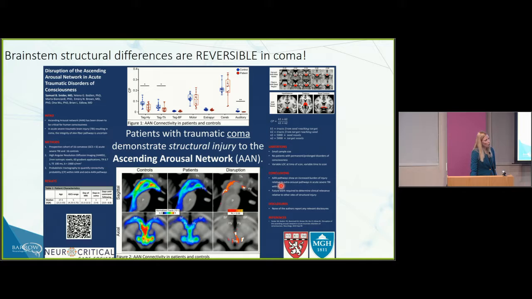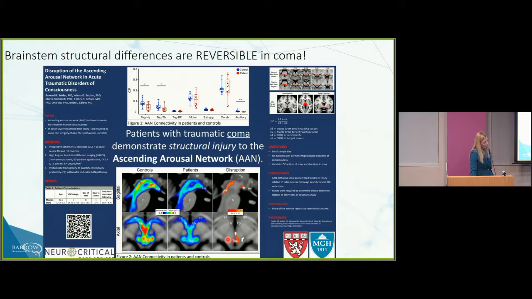And they looked at the white matter tracts in individuals who had coma. And they found that there were differences from normal in the brainstem in those who had coma, and they're showing you where that was in the brainstem here. Now, what's really interesting is these individuals who had these structural differences in their brainstem at the time of their coma recovered consciousness.